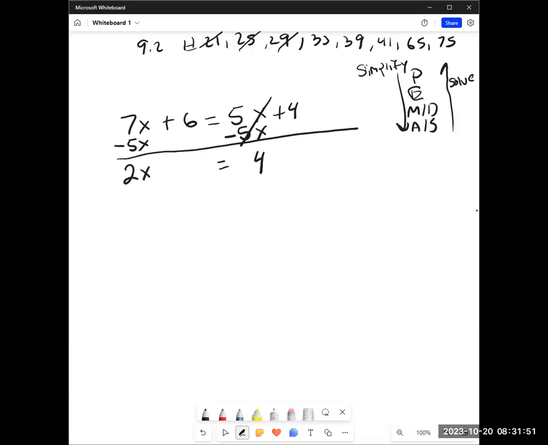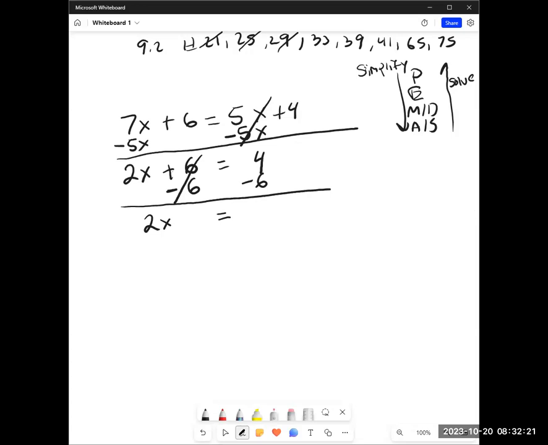7 minus 5 is 2x. Bring down that plus 6. Because I decided to take my variables to the left-hand side, that means I'm going to take my things that aren't variables to the right-hand side, so the variables are isolated on the left. So positive 6 here, this is a plus 6. I'm going to get rid of addition with subtraction. That leaves me with 2x on the left-hand side.